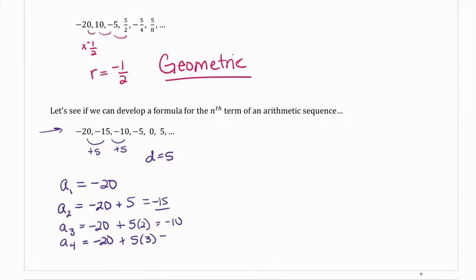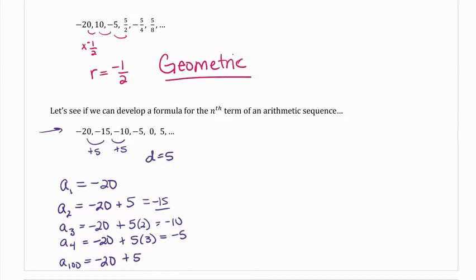And that would give us negative 20 plus 15, which is negative 5. If I wanted to jump way ahead, let's say I wanted to get the 100th term in this sequence, I can still start with that first term, and I still have to add the common difference. It's just about how many times do I have to add it?